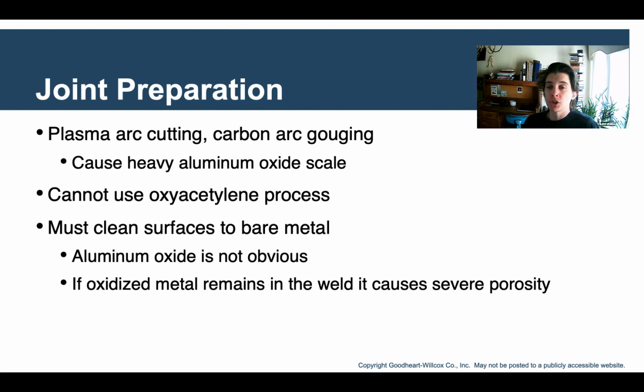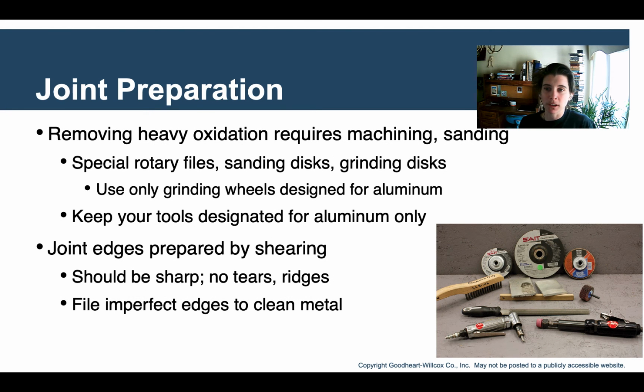Joint preparation, you can do plasma arc cutting, you can do carbon arc gouging, but these cause a really heavy aluminum oxide scale, which then has to be cleaned off. You cannot use the oxyacetylene process. It just doesn't work on aluminum. You have to clean the surfaces to bare metal because that aluminum oxide is not obvious. That's in most cases. You have to clean it. There's always some sort of exceptions to the general rules.